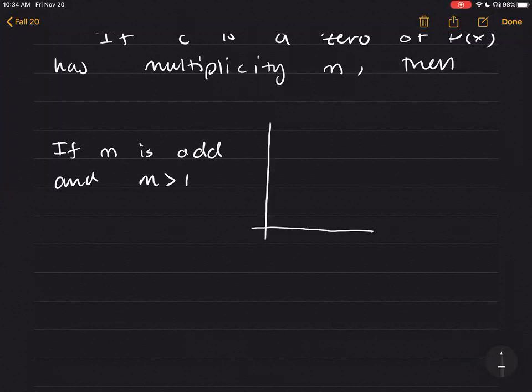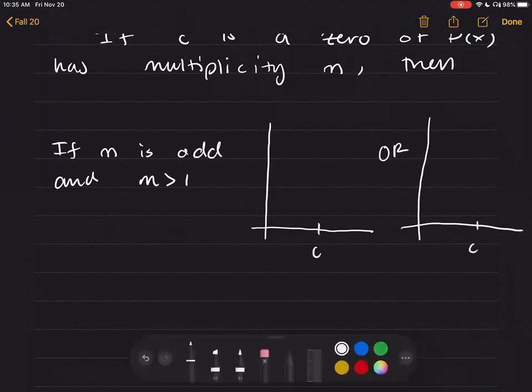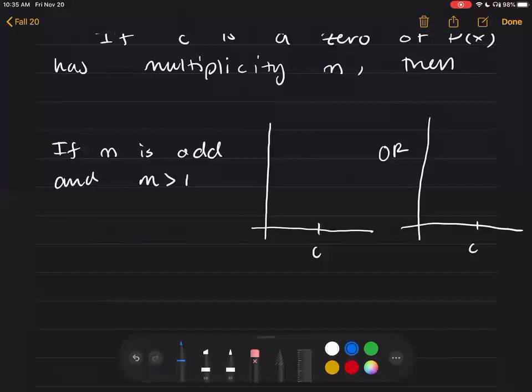We've got two cases depending on the overall shape of the polynomial function. So let's say c is here, and the graph is going to go through c, and it's either going to look like this, or it's going to just flip and look like this. So it comes in and swoops down, and then skims over it, and then crosses through, and then goes back down again. Okay.